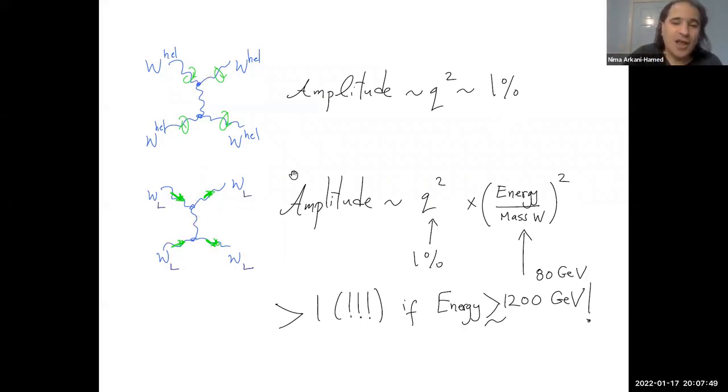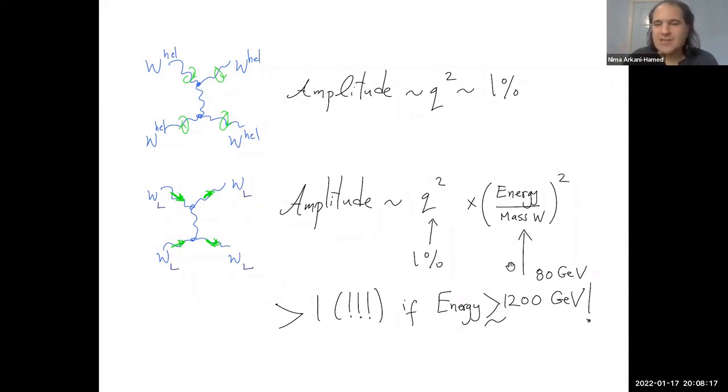But the amplitude for the longitudinal guys still has the q squared from these couplings, but it also has this kinematic piece that grows like the energy over the mass squared. And so even though this number is around 1%, when the energy over mass becomes around 10, the amplitude becomes of order 1 again, and something bad has happened. Again, we have the same problem. When an amplitude is of order 1, the probabilities are threatened to be bigger than 1. Something new has to happen.